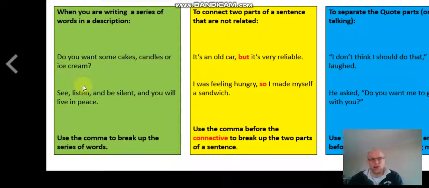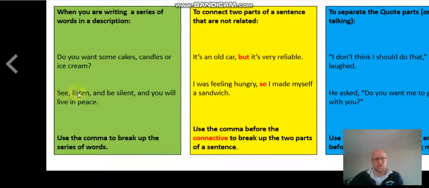So when you are writing a series of words in the description, we need to use a comma. So I'm talking about more than 2 words, okay? So once you start using more than 2 words, you have to use a comma. It's kind of like a list, but it might just be a description, okay? So do you want some cakes, candles, or ice cream? That one is an example of a bit of a list. And I've got more than 2 things, so I have to put the comma between the first and the second thing. If there are 4 things, I would have to put a comma here after the second thing, and then the or the and. Normally it's an or and and.